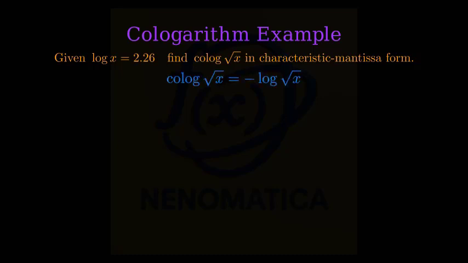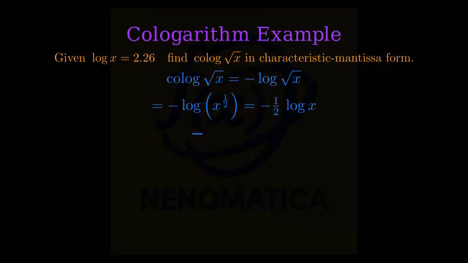Step 2. Use the power rule for logarithms. The square root of x is x to the 1/2, so negative log of square root of x becomes negative 1/2 times log of x. Step 3. Substitute the given value. Log of x is 2.26. Half of 2.26 with a negative sign gives negative 1.13.